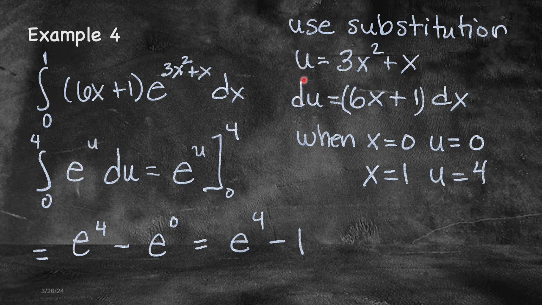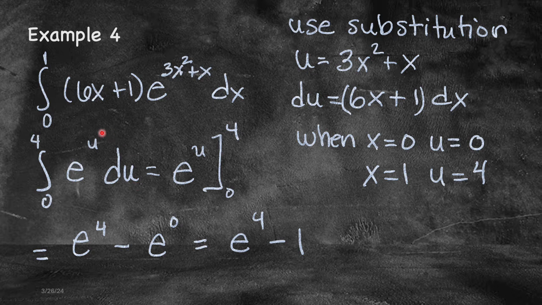When we take the derivative of u, we're going to get (6x + 1) dx, and of course, we have to make sure that we have this dx here. So notice that's exactly what we need to replace. This 6x + 1 and this dx is going to get replaced with the du. This 3x² + x is going to be replaced with the u. So we end up getting e to the u du when it's in terms of u.